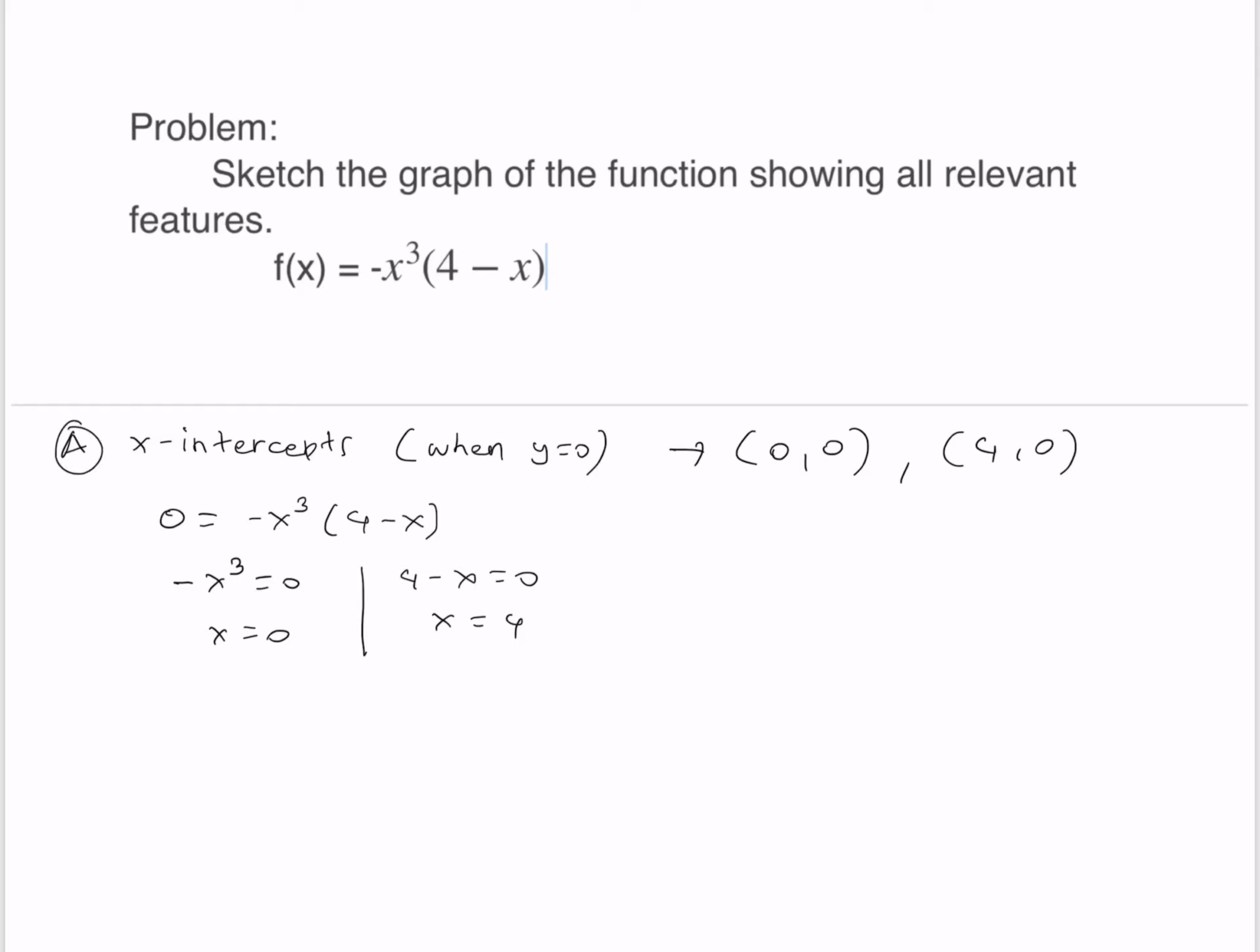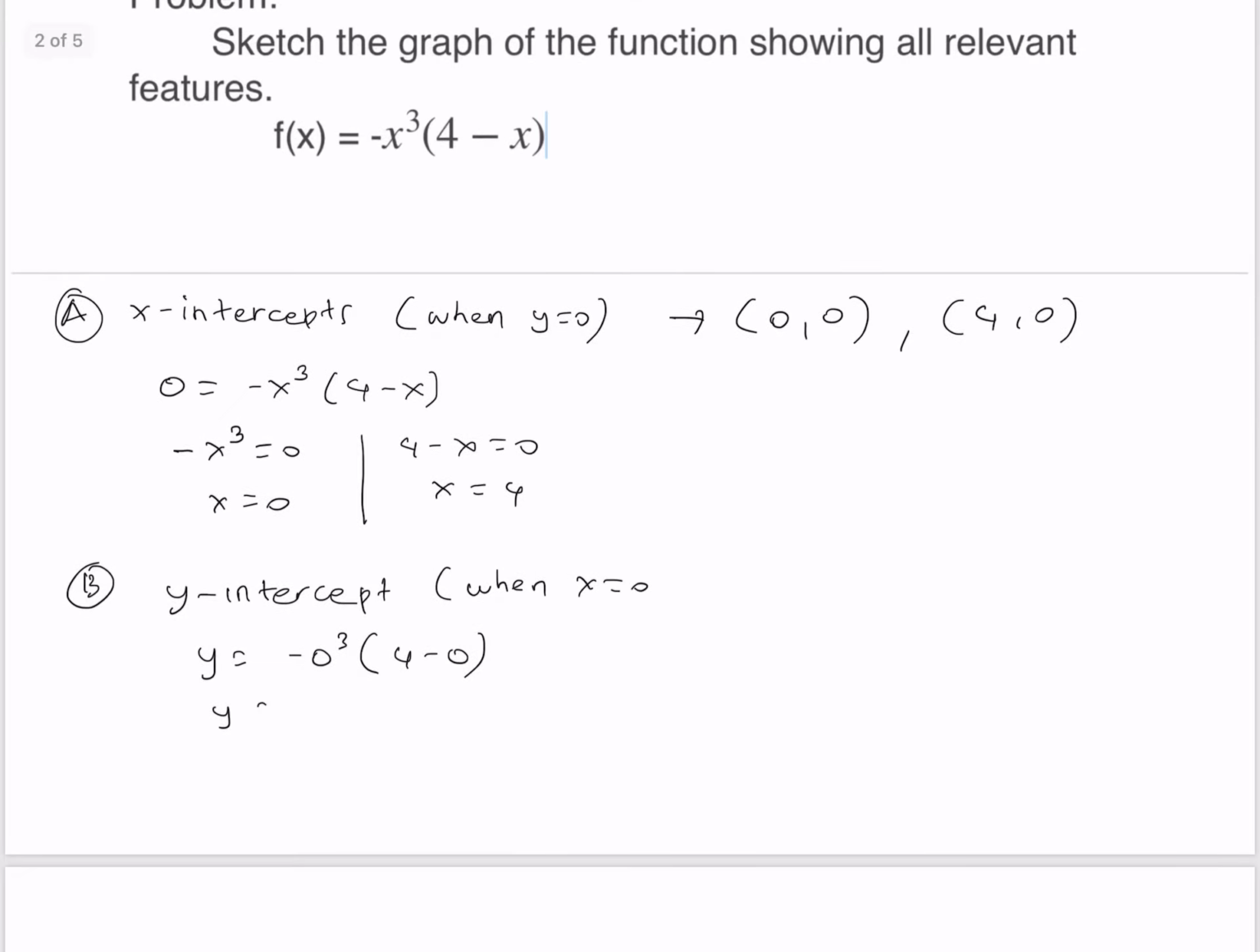Just for the x-intercept. For the y-intercept, it is when x is equal to 0. So y equals negative 0 cubed times (4 minus 0). So our y is equal to 0. So our y-intercept is (0, 0) as well.